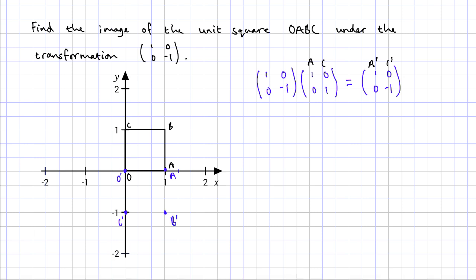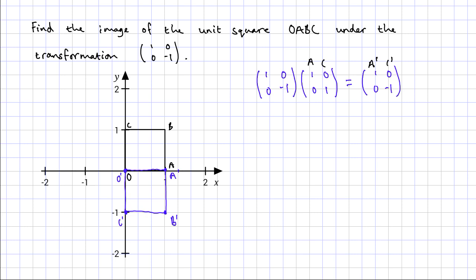Okay, and now I can draw my square here. So this is the square O', A', B', and C'. And then what we can see is that this matrix here actually represents a reflection in the x-axis, because A maps here to A', the B maps here, and the C maps here. So it's clearly a reflection in the x-axis.